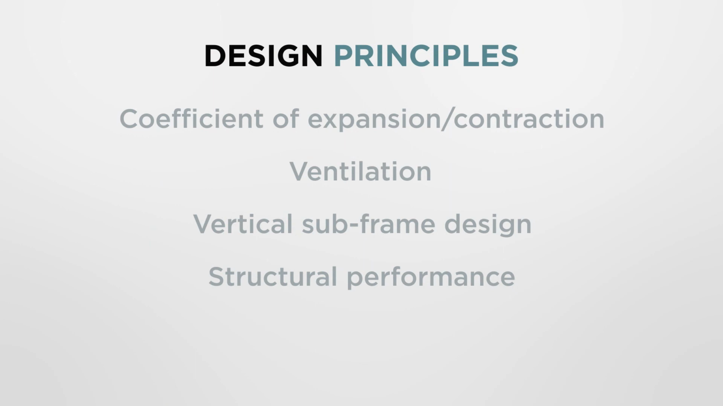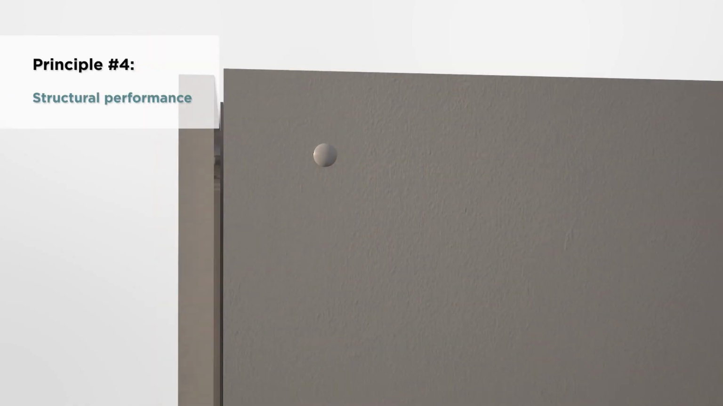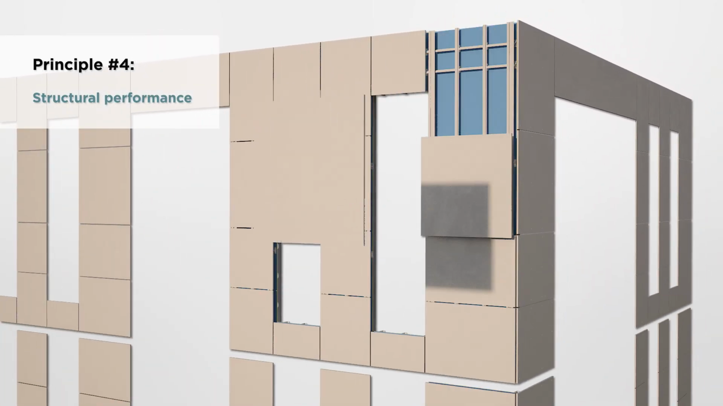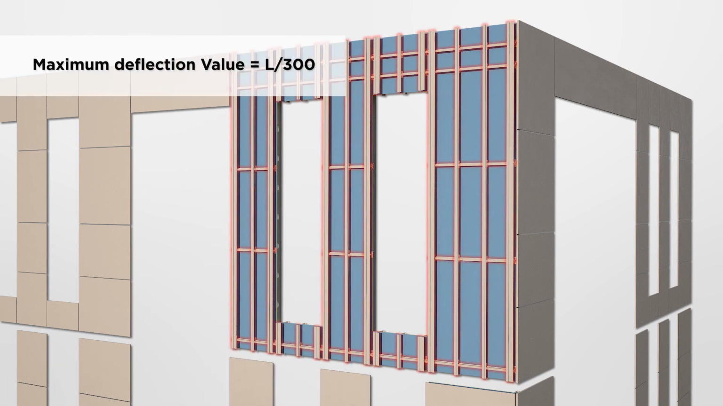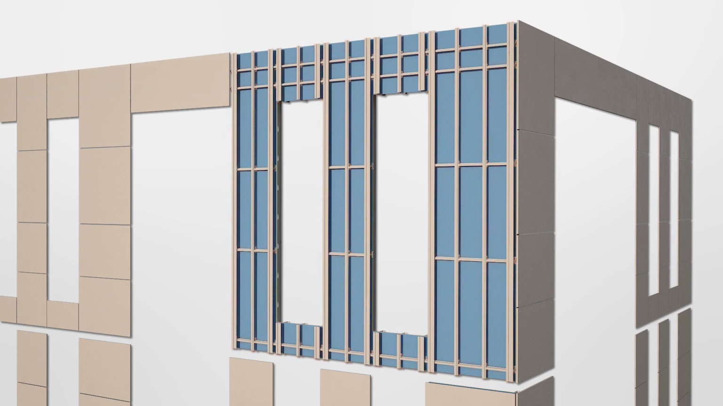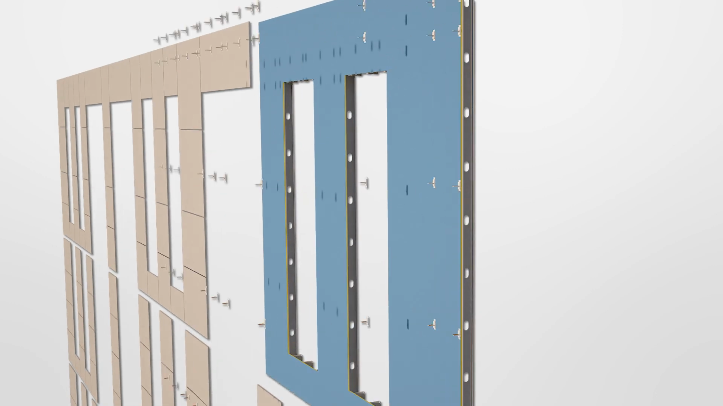The fourth principle of our design guide is structural performance. Proper design and spacing of substructure members will create a deflection limit of L/300. This will ensure the substructure can support the panels as required. Installation using the principles of the System2 design guide will maximize the life of facade.